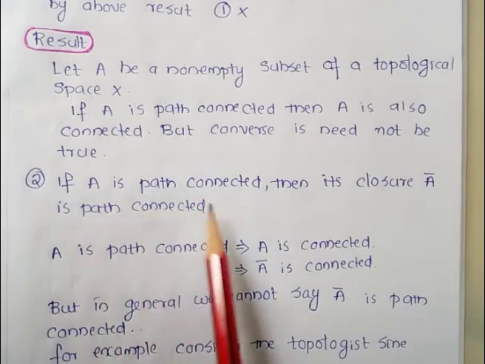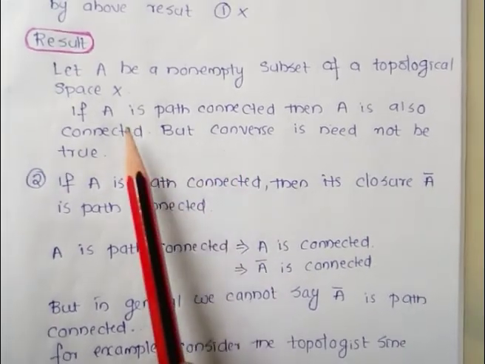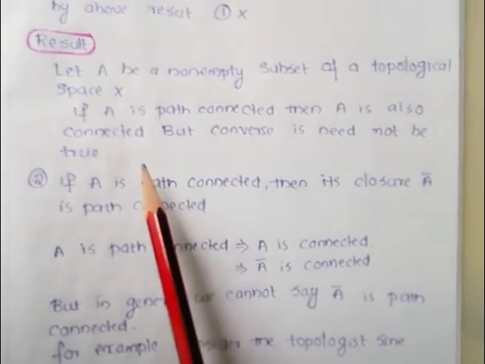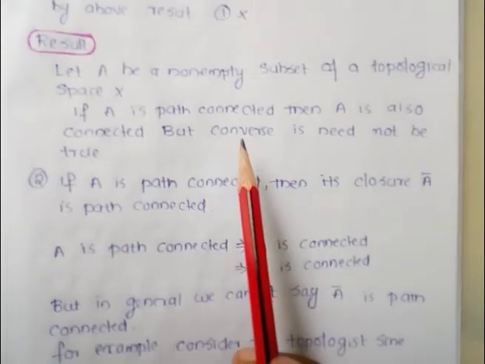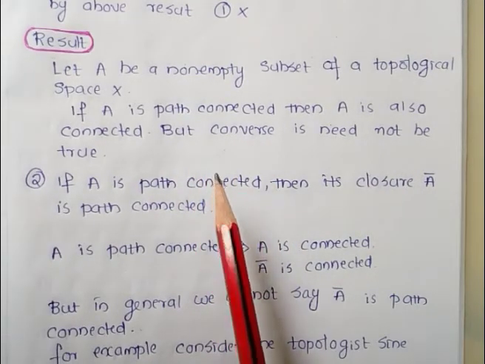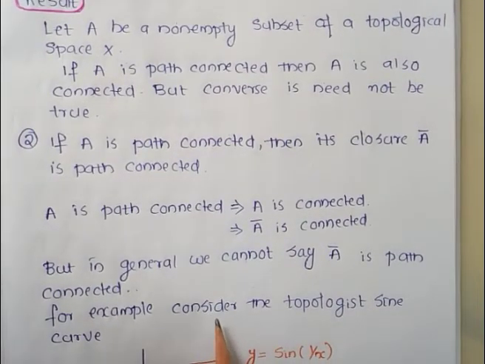Given A is path connected, this implies that A is connected by our result. So A is connected, which implies that A closure is connected. This is because of the result we stated in option number 1: the closure of a connected set in a topological space is connected. So we get A closure is connected. But A closure connected does not imply that A closure is path connected, because A path connected implies A connected, but the converse need not be true. So in general, we cannot say that A closure is path connected.